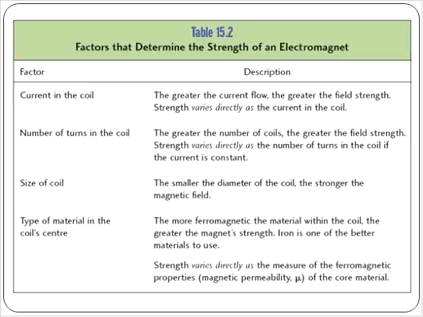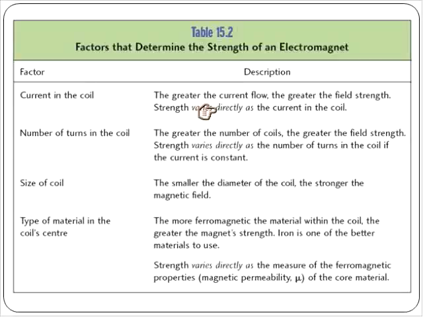More current, stronger field. In fact, it's a direct relationship. The strength of the field varies directly. It's directly proportional to the current that flows through the coil. In other words, if we double the current, we double the strength of the magnetic field.